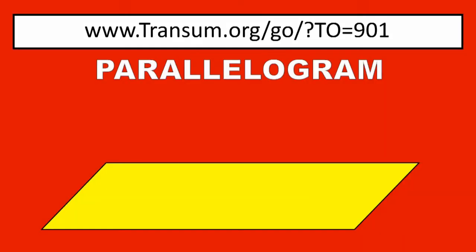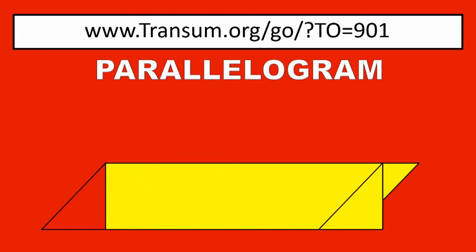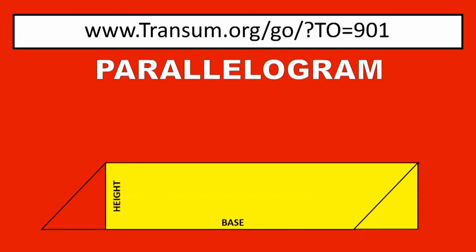The next shape is a parallelogram. It's got 4 sides, and the opposite sides are parallel to each other. So let's have a look at how we would find the area. I think that if you chopped that bit off the left and added it onto the right, it would make a perfect rectangle, and we already know the formula for the rectangle. It's the base times the height. So we can use the rectangle formula.